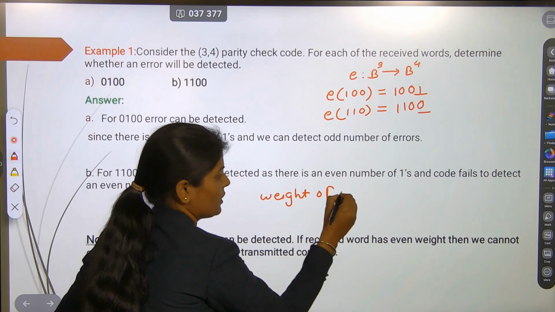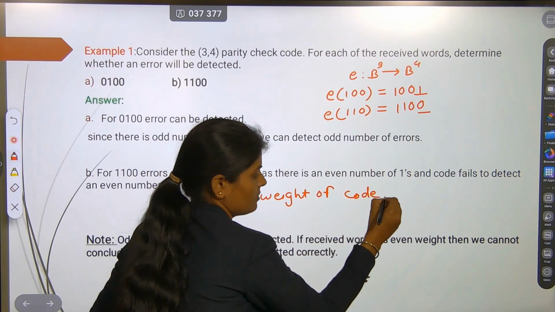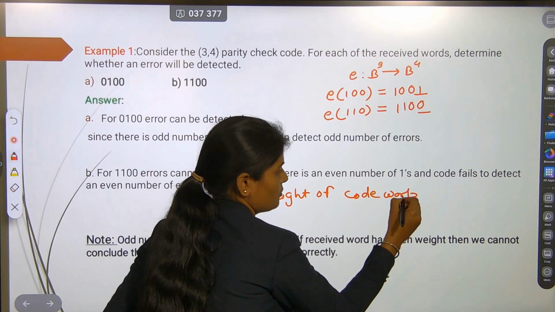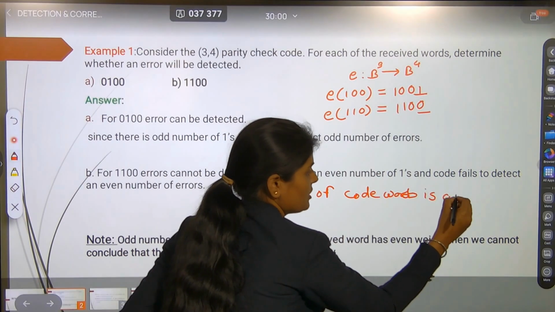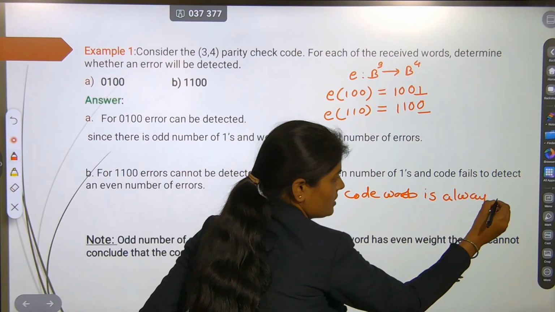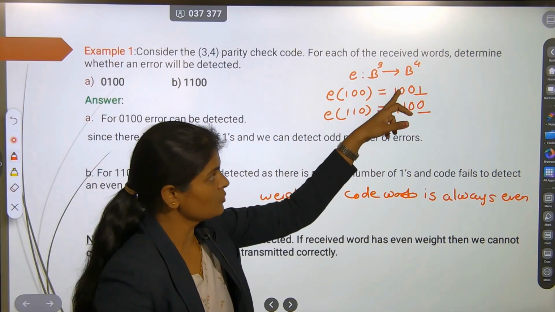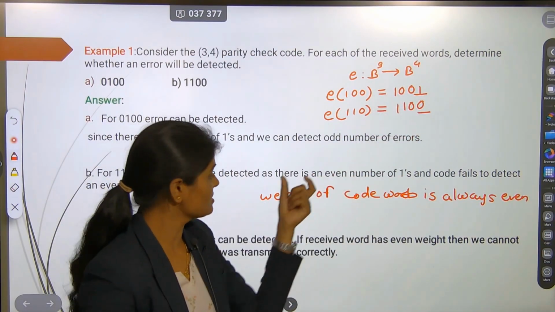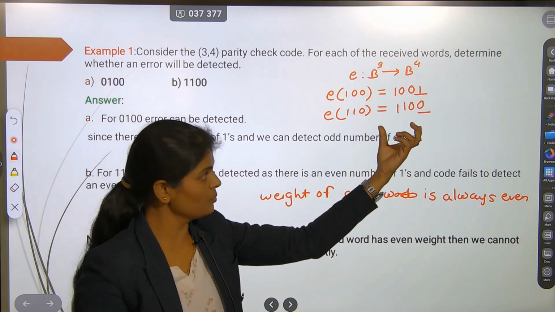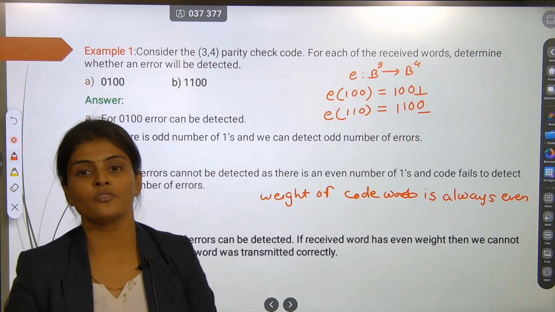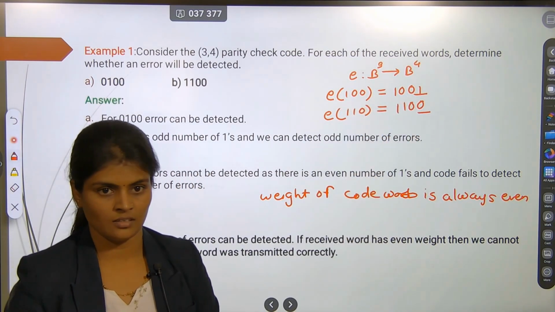the weight of a code word is always even. So you can see, for the images, meaning the code words, the number of ones should be even.